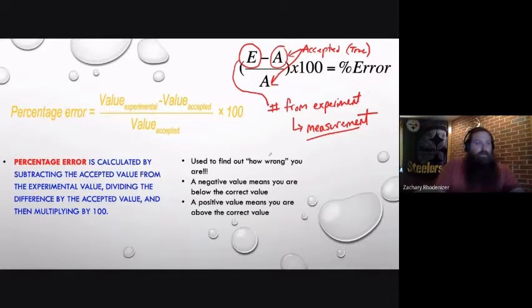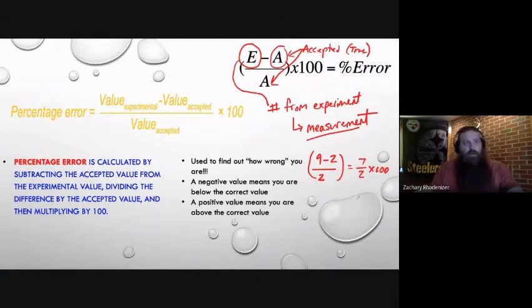So if in your experiment you made 9 grams and I said you should have made 2 grams, well, we do our little math problem here. We get 7 over 2 times 100. All right. So 7 halves, that's 3.5. You have a 350% error. So that's really, really, really, really bad. And it's positive, like you're over 350% what you should be.